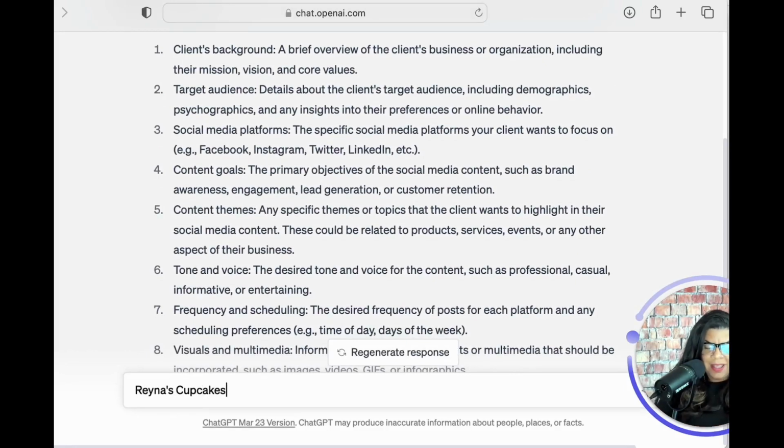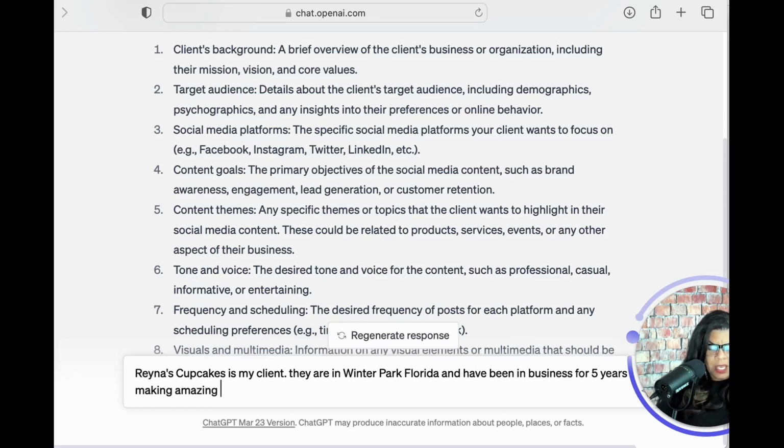Hi, Raina. Raina's Cupcakes is my client. They are in Winter Park, Florida, and have been in business for 5 years, making amazing cupcakes. Raina, can you even make cupcakes? Okay. Making amazing cupcakes. Of course, Raina can. Making amazing cupcakes, period. So that's a little bit about their background.